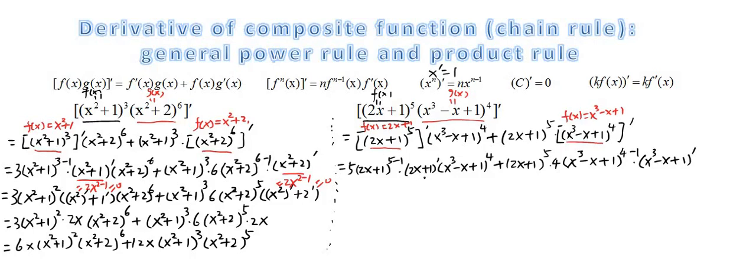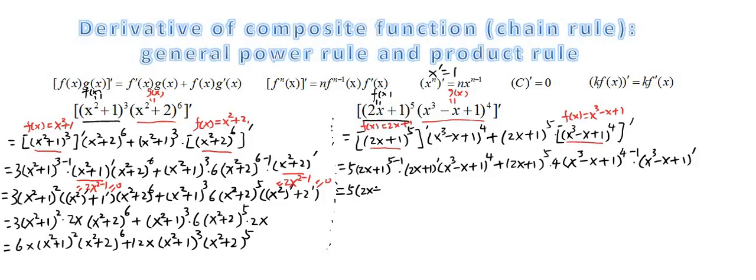Now let's focus on these two derivatives. One is the derivative of 2x + 1, and another one is the derivative of x^3 - x + 1. For this derivative, that is the sum rule. The derivative of the sum of two functions means that we're going to do the derivative for each function. And for the second one it should be very similar. The derivative of the sum or difference of three functions means we're going to do the derivative for each function. Now let me write down the steps.